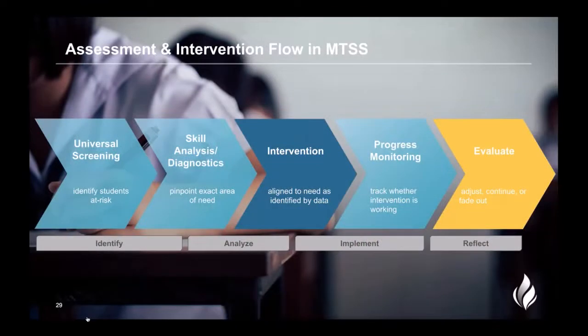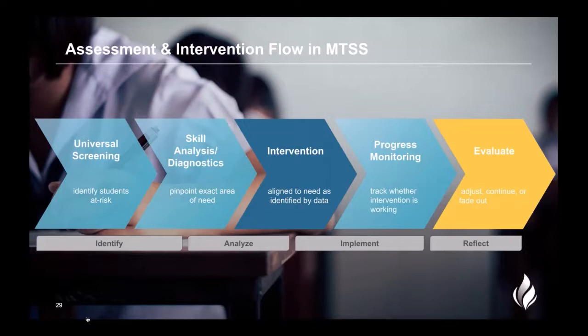So when we think about all of those different measures that we have, and we bucket them into this flow for assessing and identifying the interventions and supports that students have, this tends to be the progression that we see happening in schools. So you go from identifying, analyzing, implementing, and reflecting. Within each of those steps, the need to identify comes with universal screening, and that's to identify the students who are at risk in your schools. We have our skill analysis and diagnostics, which help us to pinpoint the exact area of need.